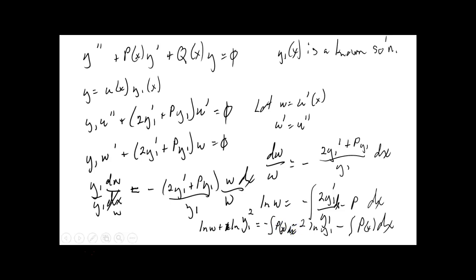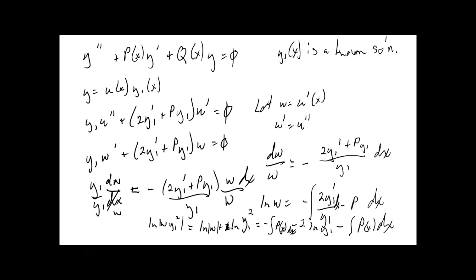Now, this can be rewritten as the log of w times y1 squared. That gets us down to, and they put that in absolute values, which you really should be doing all along. That one you don't have to because it's squared.